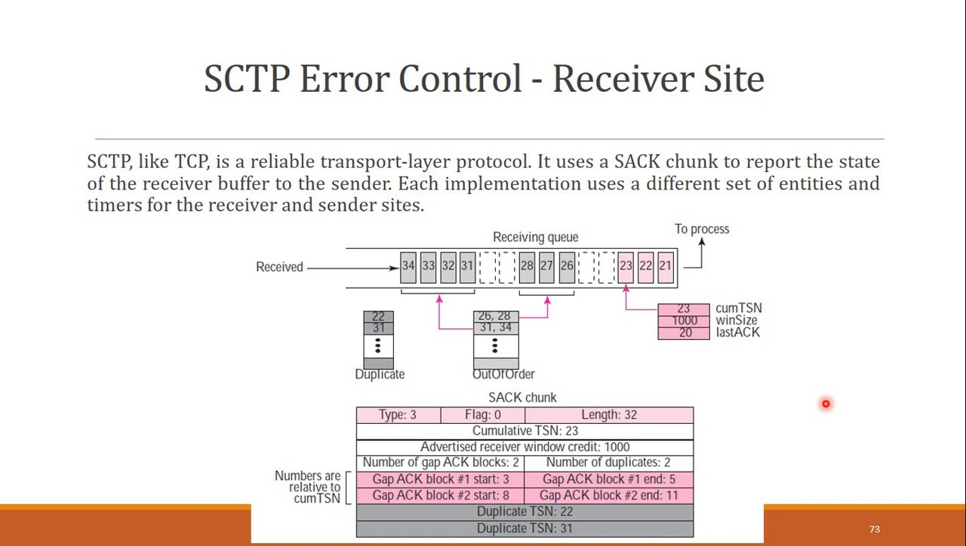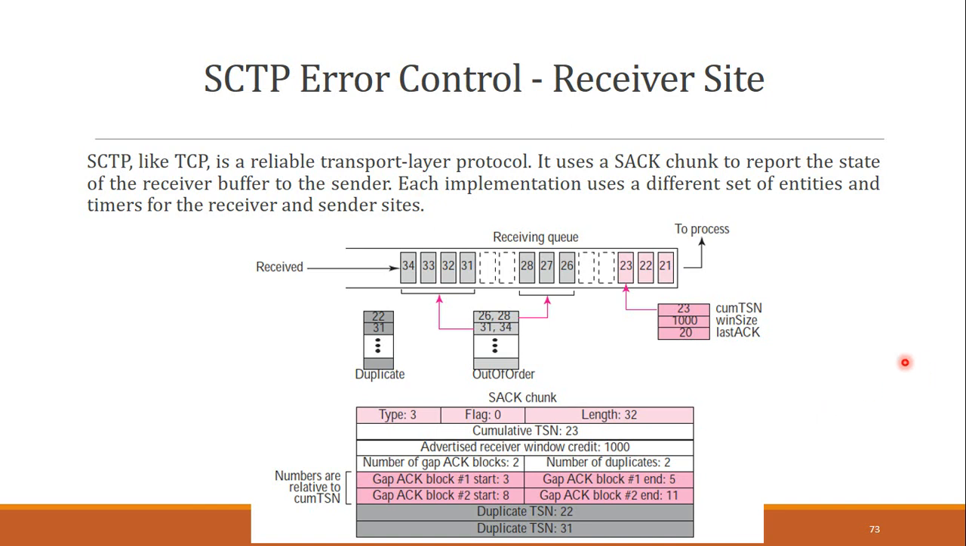It discards the duplicate messages but keeps track of them for the reports to the sender. Now the figure shows the typical design for the receiver side and the state of the receiving queue at a particular point in time. The last acknowledgement was sent for data chunk 20.